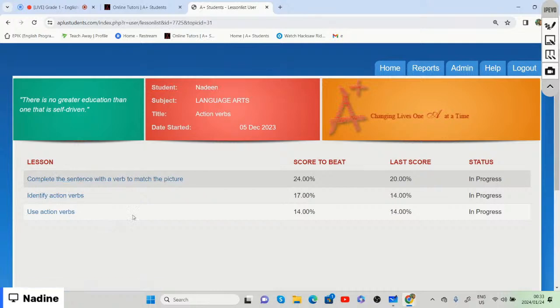All right. So now we're going to the second one where we're going to identify action verbs.